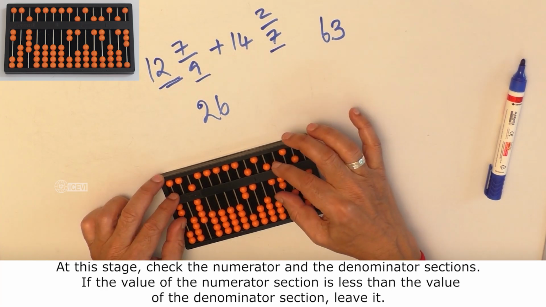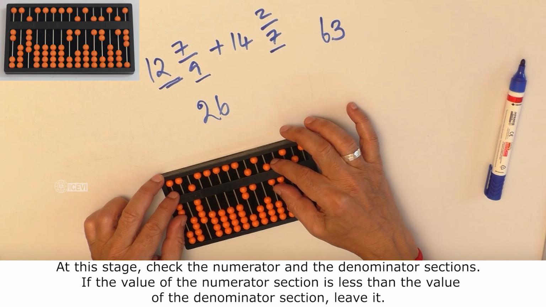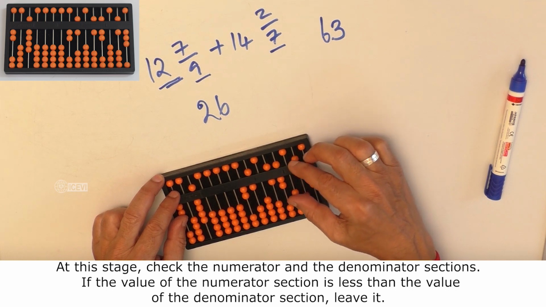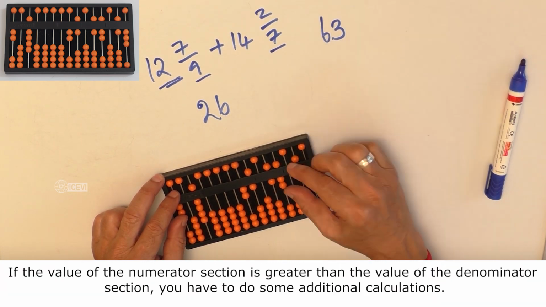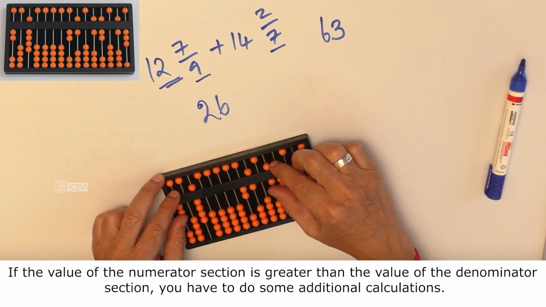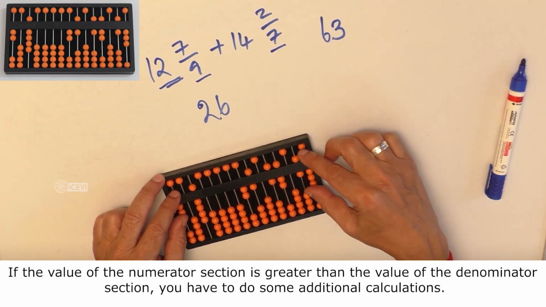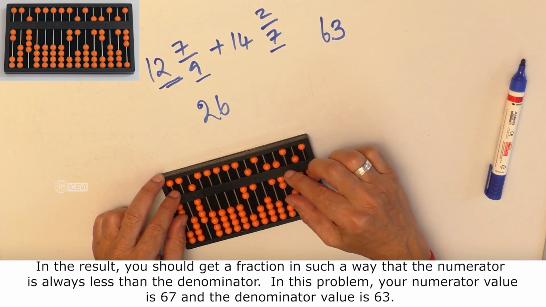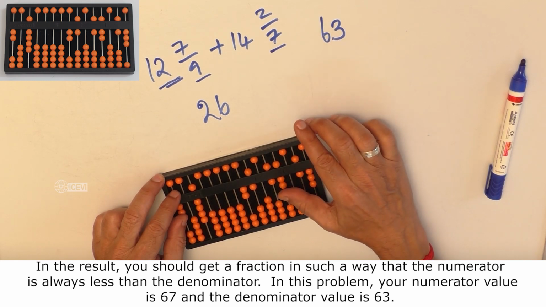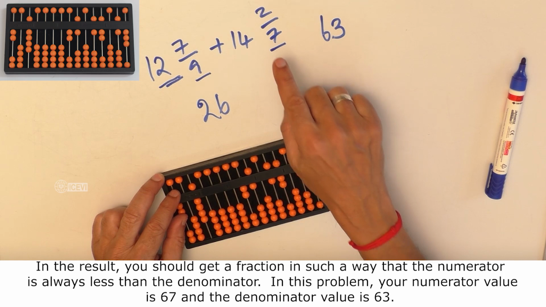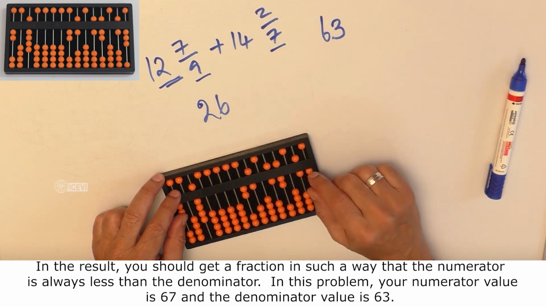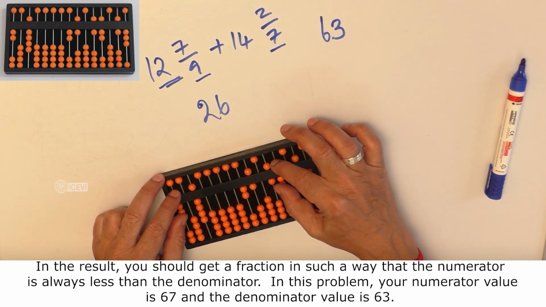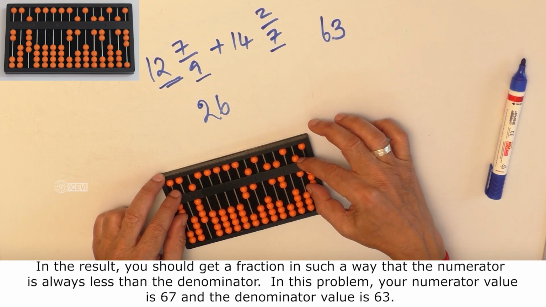At this stage, check the numerator and the denominator sections. If the value of the numerator section is less than the value of the denominator section, leave it. If the value of the numerator section is greater than the value of the denominator section, you have to do some additional calculations. In the result, you should get a fraction in such a way that the numerator is always less than the denominator. In this problem, your numerator value is 67 and the denominator is 63.